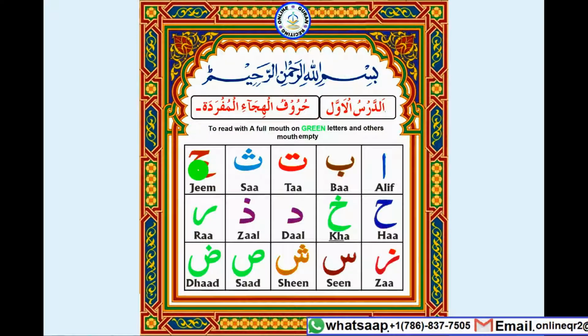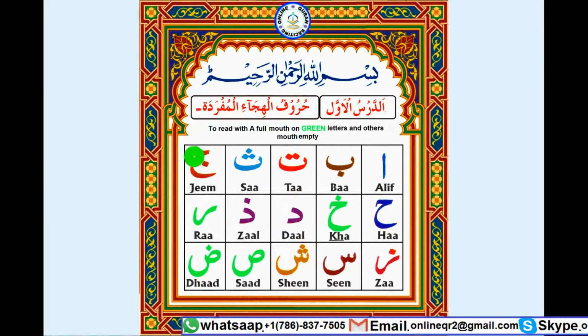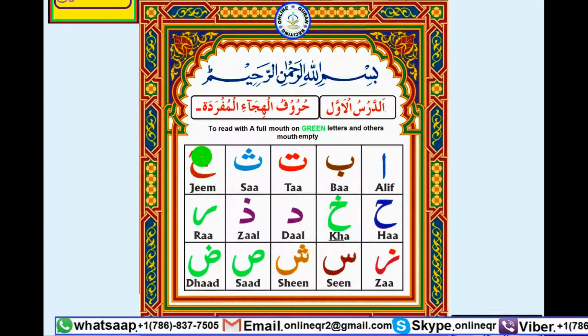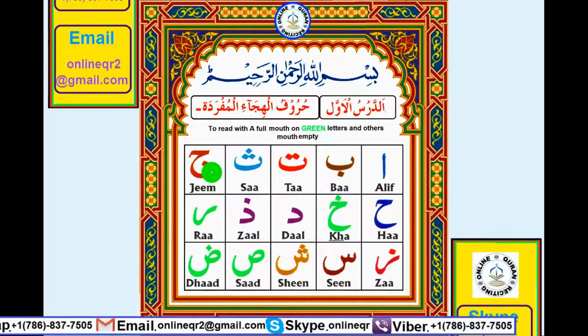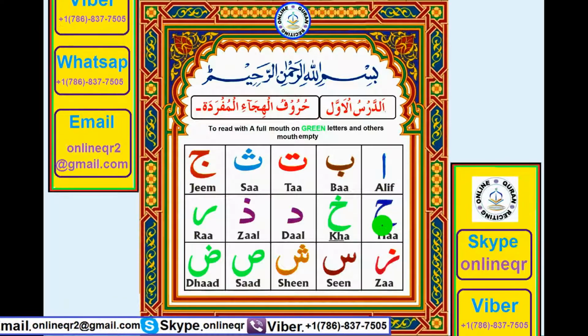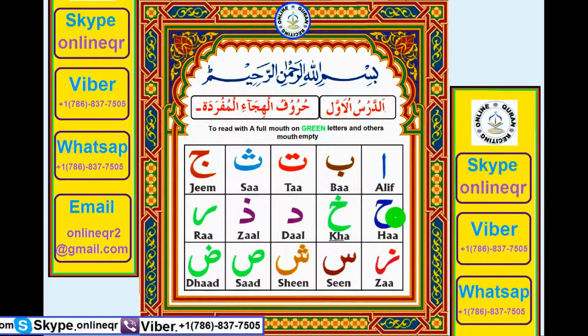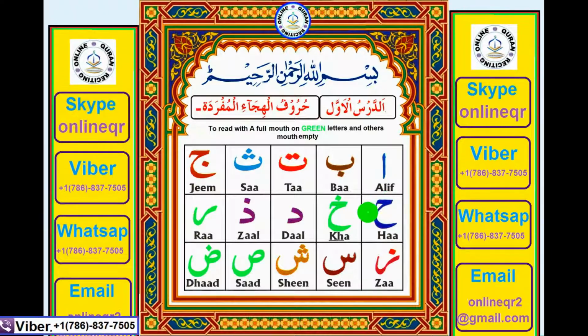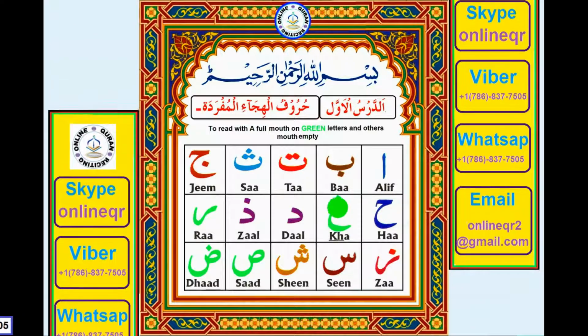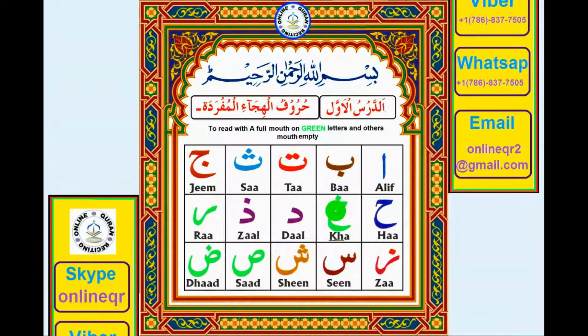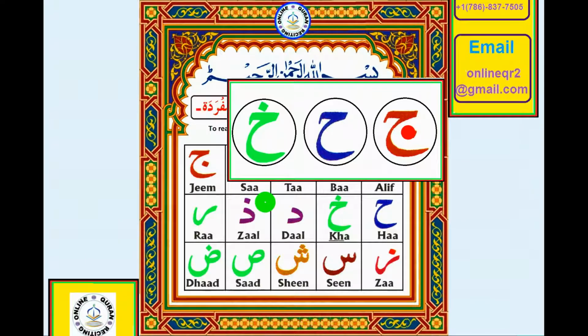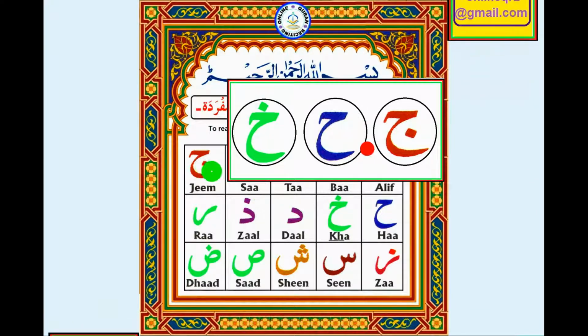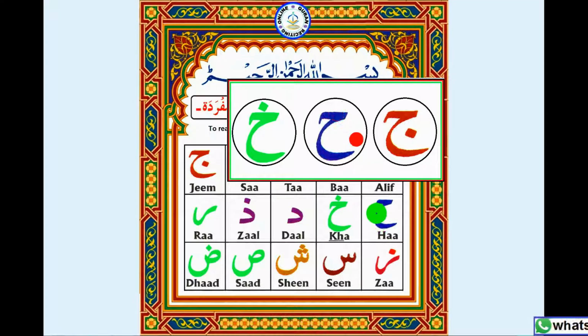This is Jeem. This is Ha. This is Kha. Jeem, Ha and Kha shape is same, but difference between them, Jeem has one dot underneath, Ha has no dot and Kha has one dot above.